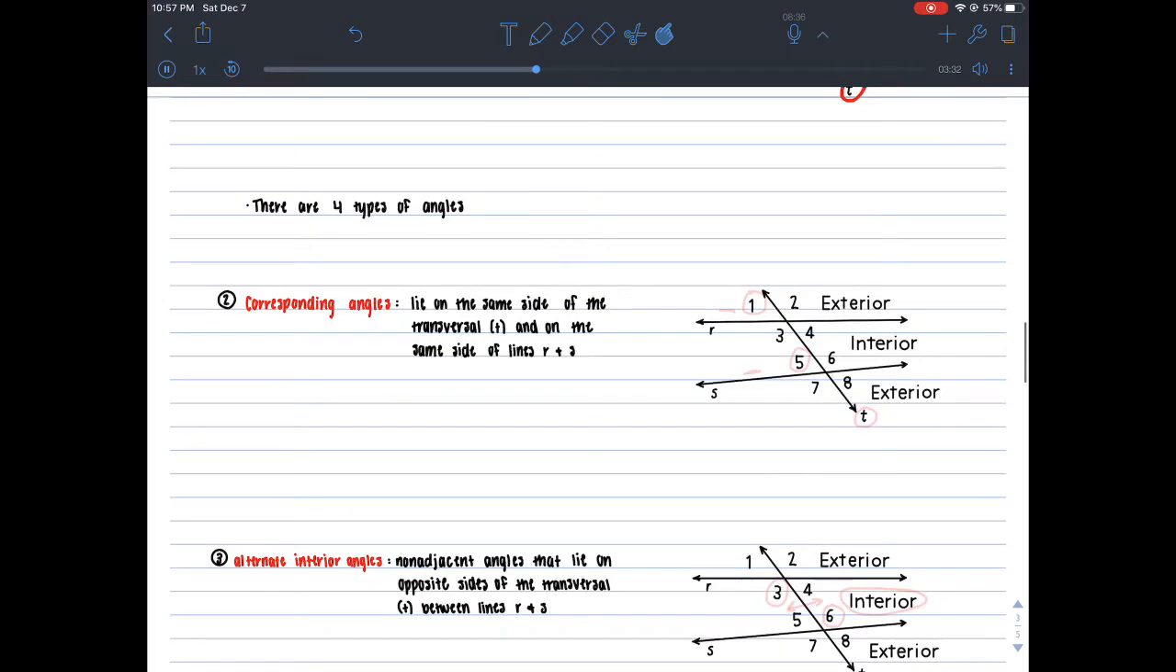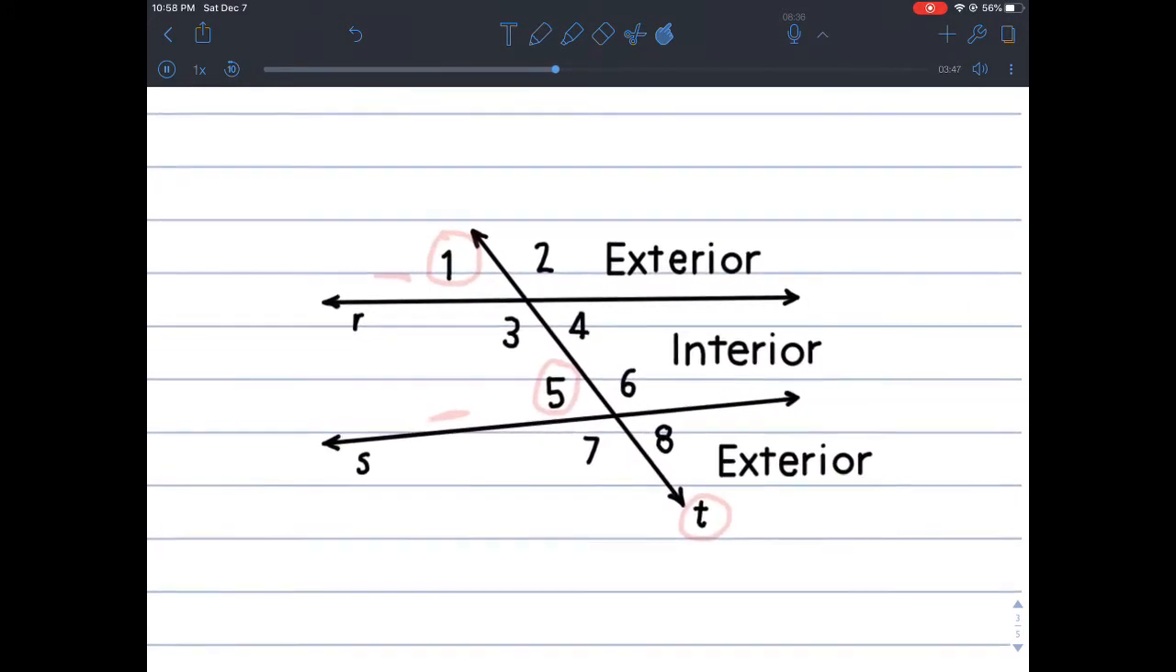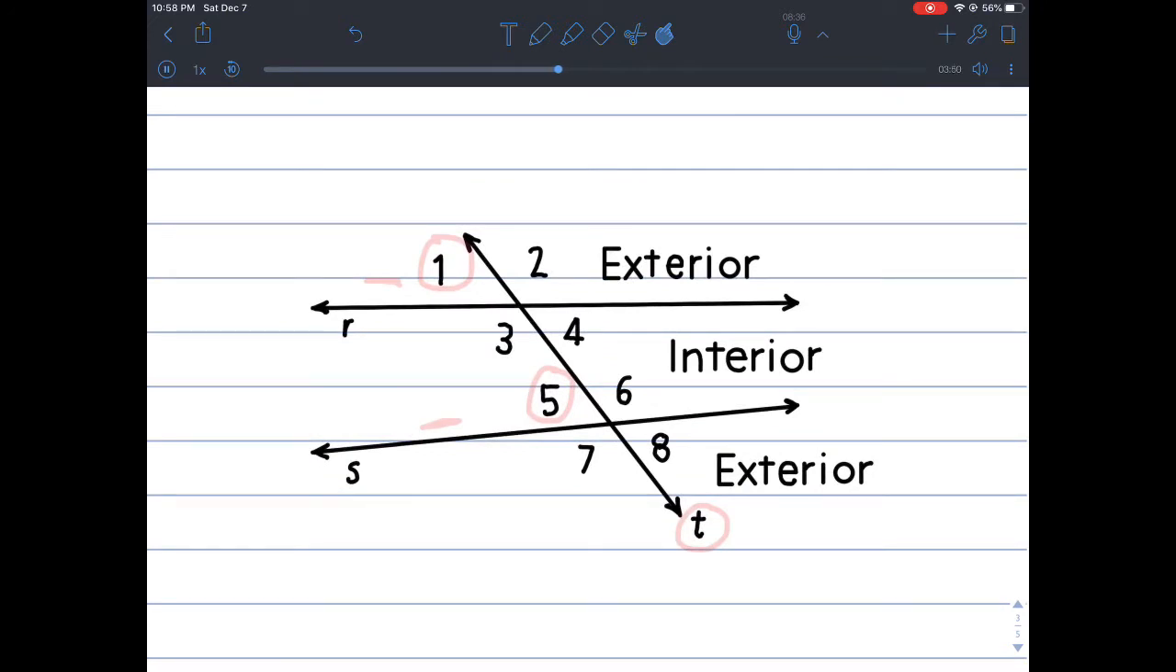Our first one is a corresponding angle. Corresponding angles lie on the same side of the transversal, represented by T, and on the same side of lines R and S. So on our diagram, corresponding angles will be angle 1 and angle 5. They lie on the left side of our transversal T, but on top of lines S and R.